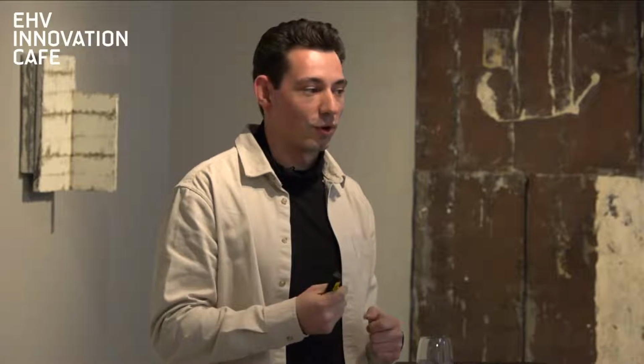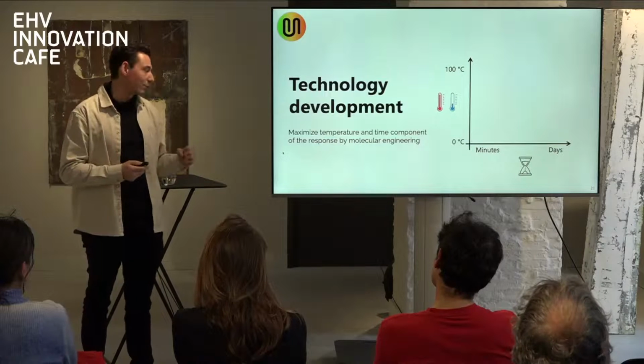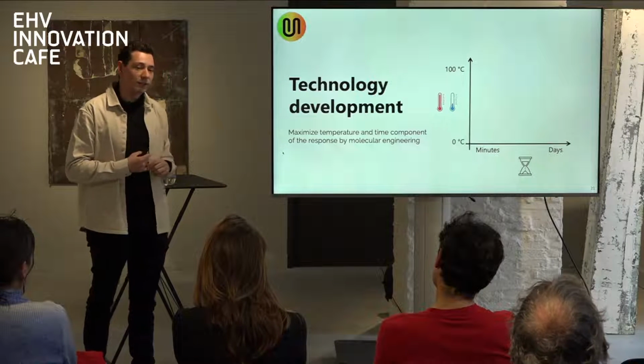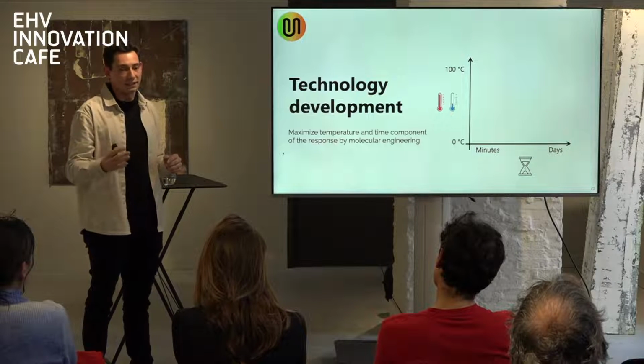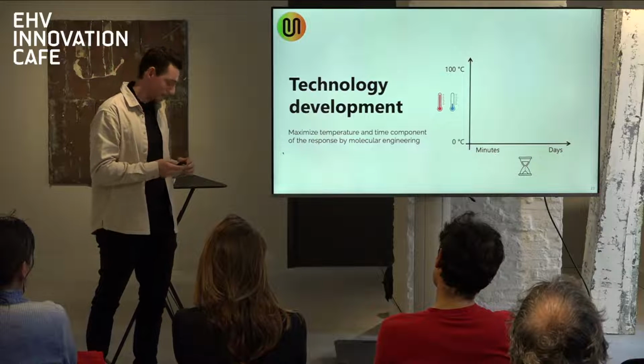So basically, those are the applications that we have in mind for this technology by now. Our main aim at the moment is doing the technology development, so really maximize the temperature and the time component and really control it so that we can, in the end, program it to be product specific. So we would like to drive it down to 0 degrees or even below 0 degrees for the response, and then really control it between minutes and days, the way that we formulate the ink.